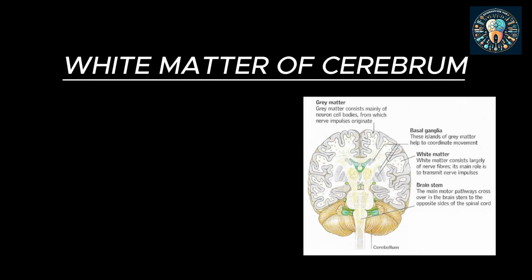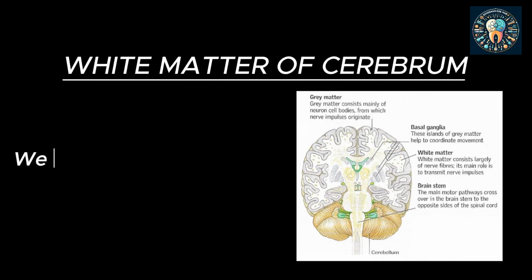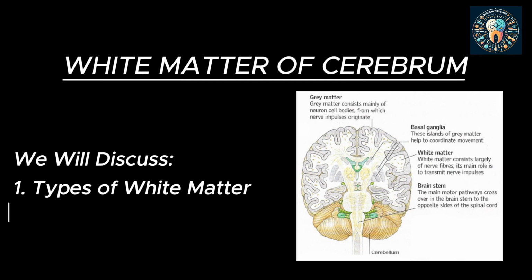Today in the playlist of Neuroanatomy we will be discussing the white matter of the cerebrum. As you know, we have two types of neuron localization in the form of white matter and gray matter. White matter is the compact mass of myelinated nerve fibers and associated neuroglia, and gray matter is the collection of the cell bodies of the neurons. So in this video we will be discussing in detail the white matter of the cerebrum.